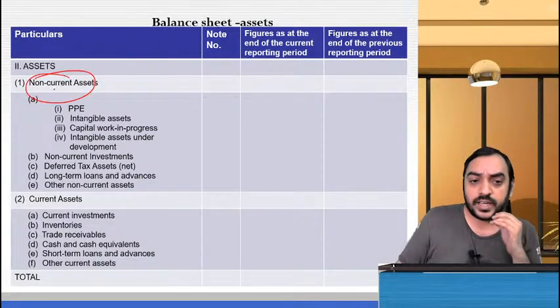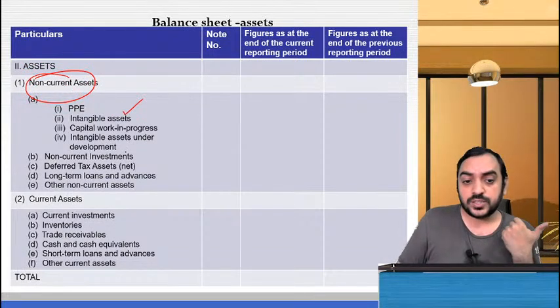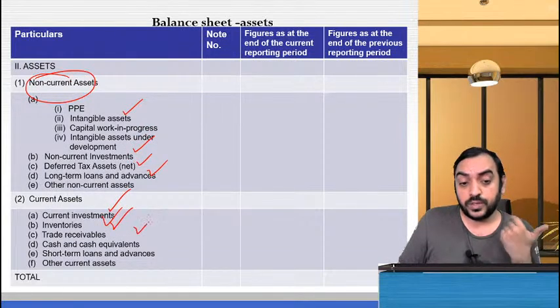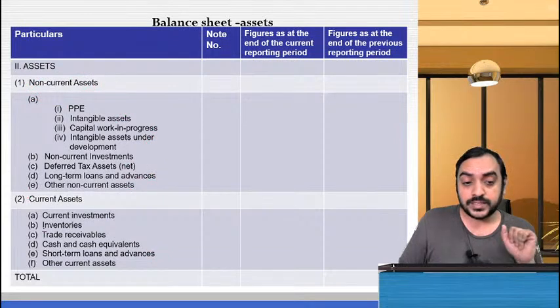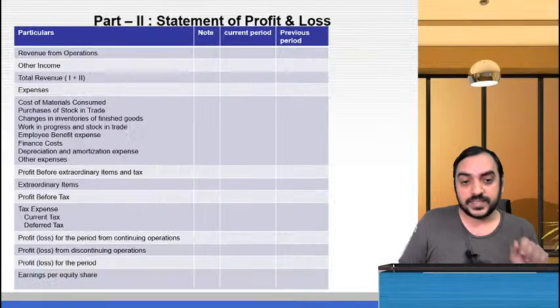Asset side, non-current assets. We don't use the word fixed assets, we use the word PPE. Intangible assets, non-current investment, deferred tax, long-term loan, current investments, inventories, trade receivable, cash and cash equivalent, short-term loans. Easy to remember the asset side: ITC. I for inventory, T for trade receivable, C for cash and cash equivalent. Easy to remember, ITC.